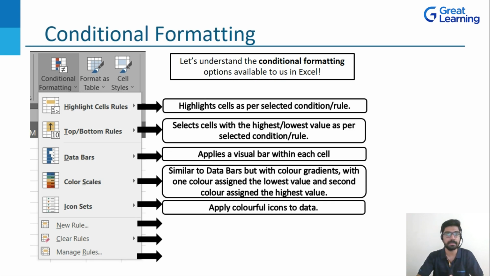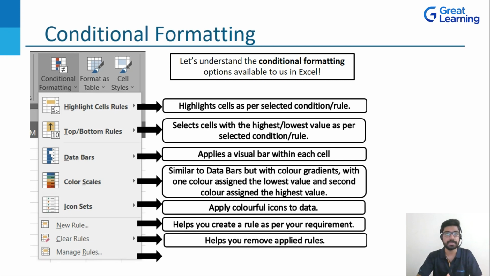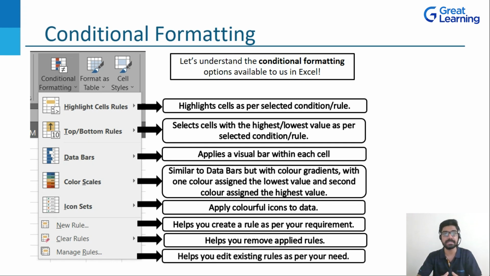Icon sets are also similar to color scales. Instead of colors, here icons are given to the cells depending upon the range in which they fall under. The other options include new rule, where you will be able to create a new rule based upon your requirement. Clear rules helps you to delete the existing rules which you have already made. Manage rules helps you to modify or make necessary changes to the rules you have already made.